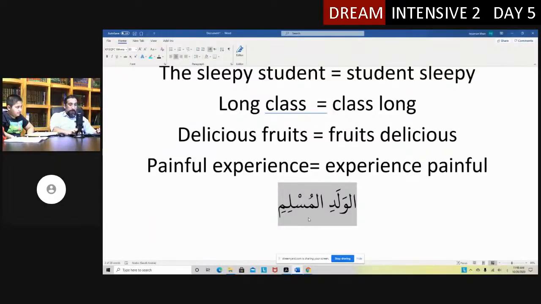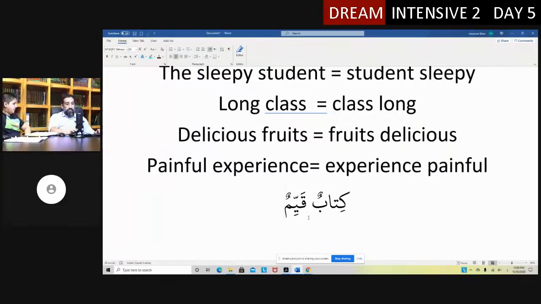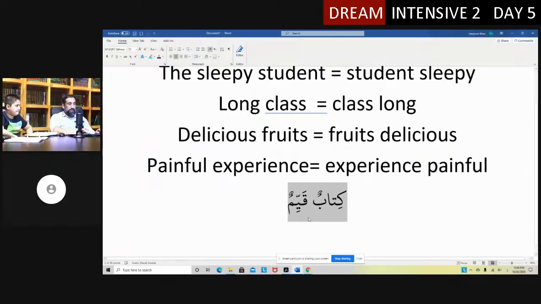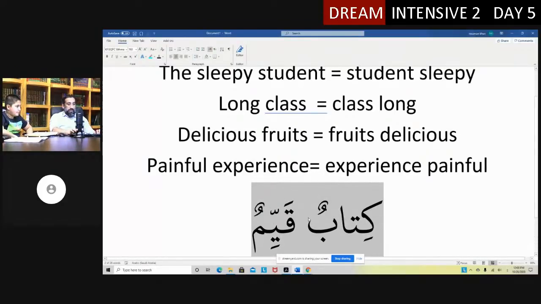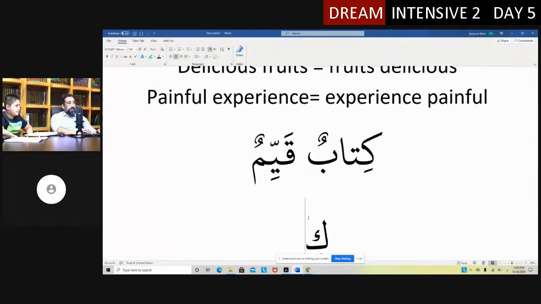Okay, now. Kitabun qayyimun, an upright book, meaning a book that has good values, the right kind of values, the right kind of morals. So kitabun qayyimun. Now you're going to help me.